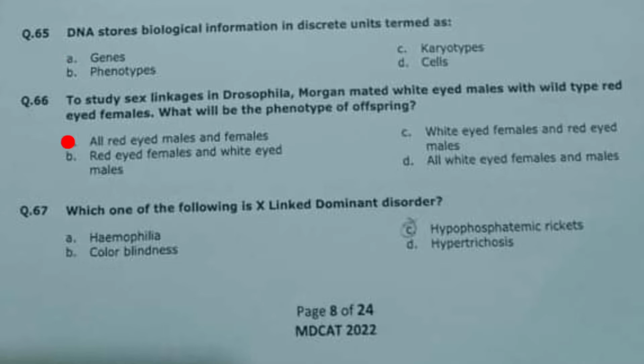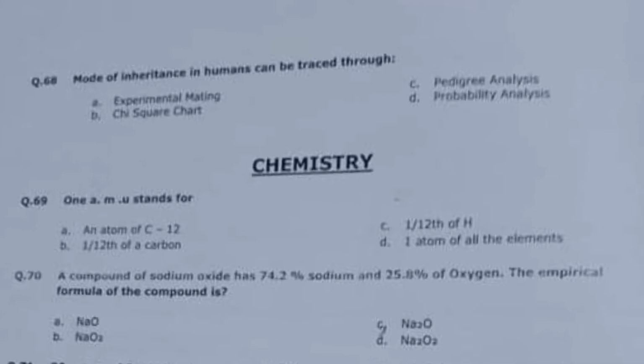Next, which one of the following is X-linked dominant disorder? Option C, hypophosphatemic rickets. Question 68. Mode of inheritance in humans can be traced through pedigree analysis. Option C.